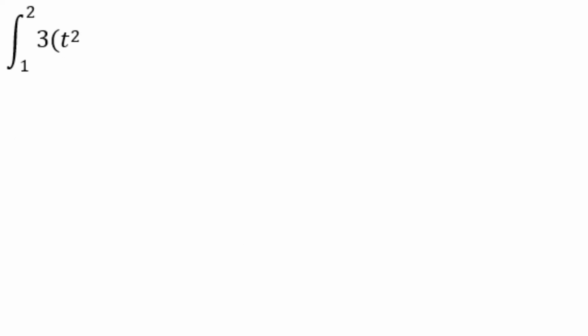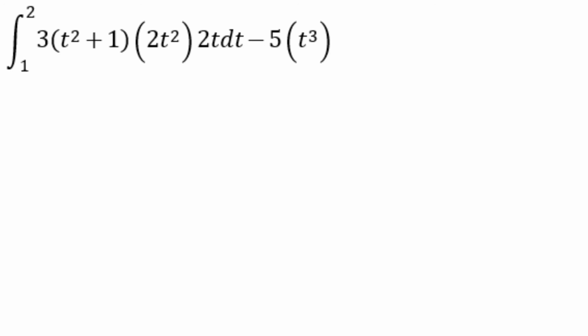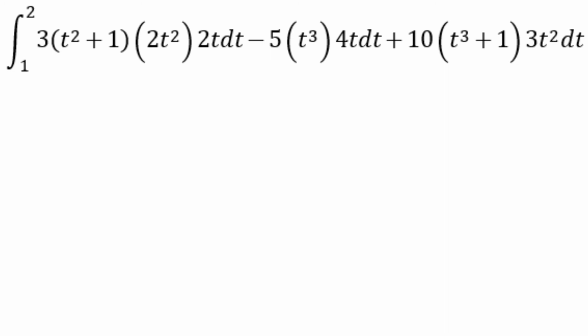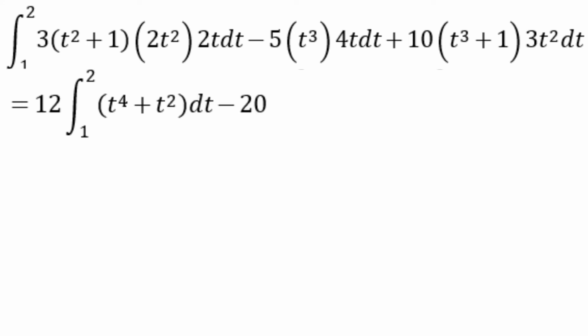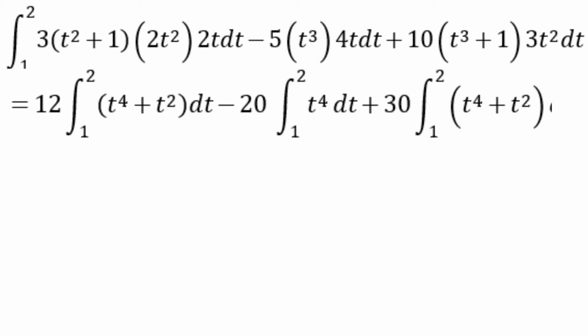Equals limits 1 to 2 of 3 times (t squared plus 1) times 2t squared times 2t dt, minus 5 t cube times 4t dt, plus 10 times (t cube plus 1) times 3t squared dt. Simply solve the equation. Equals 12 times the integral from 1 to 2 of t raised to 4 plus t squared dt, minus 20 times the integral from 1 to 2 of t raised to 4 dt, plus 30 times the integral from 1 to 2 of t raised to 4 plus t squared dt.